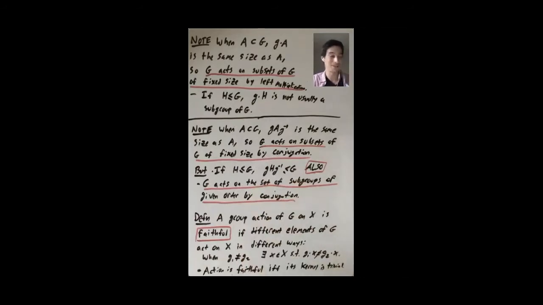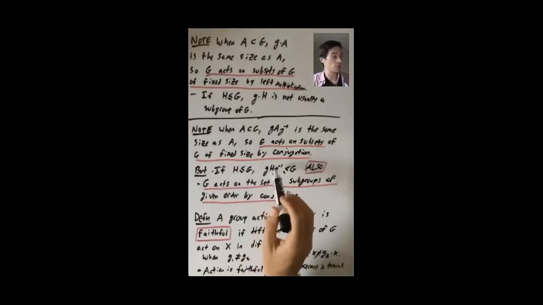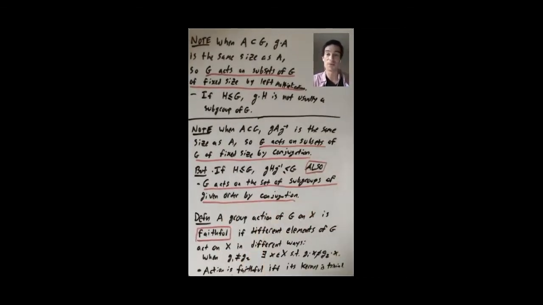But now something interesting happens. If you have a subgroup H of G, G H G inverse is also a subgroup of G. So G is acting on the set of subgroups of given order by conjugation.